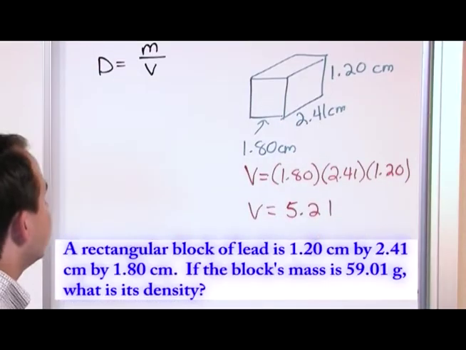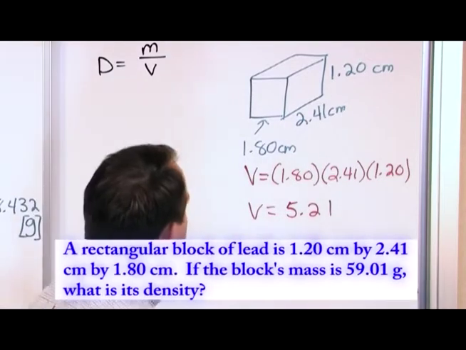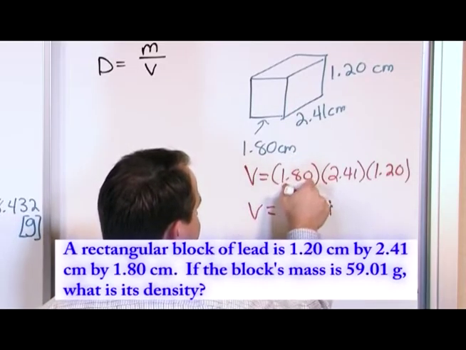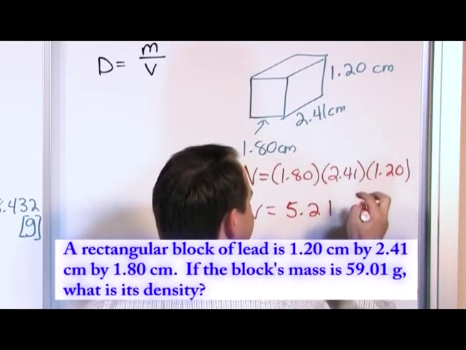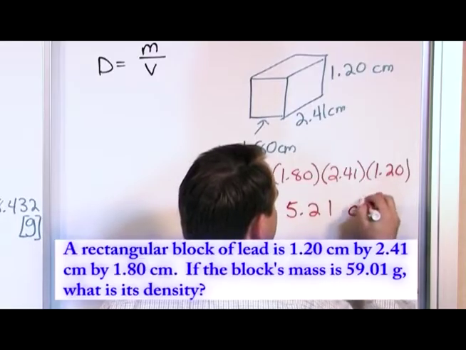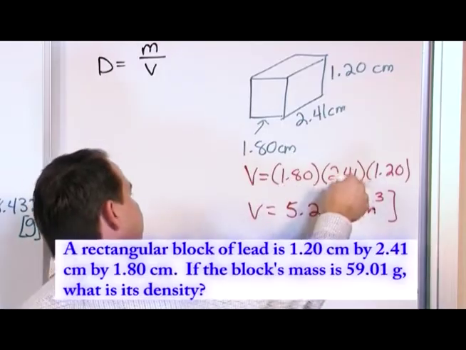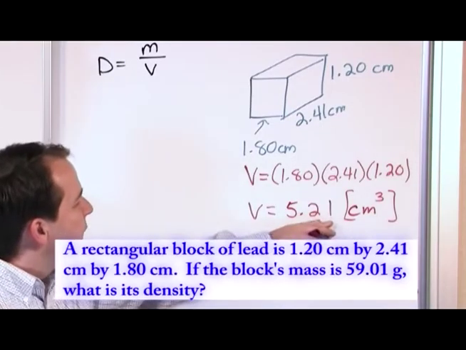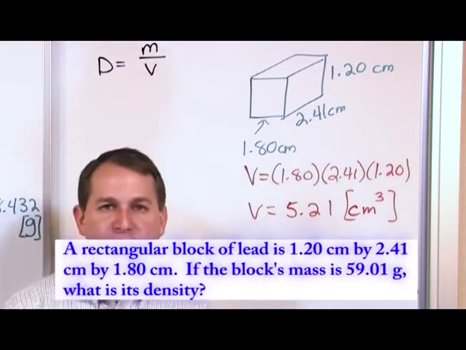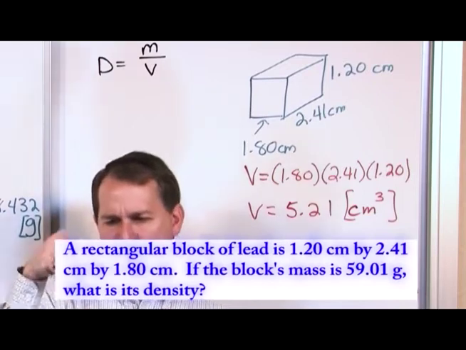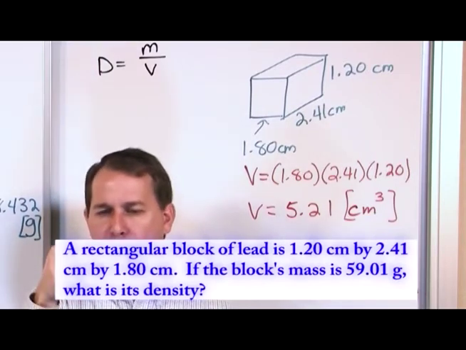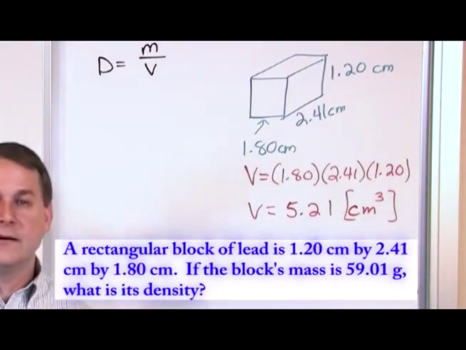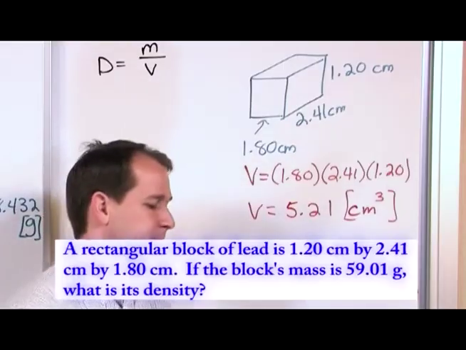You have to have a unit here somewhere. What should your units be? Everything is in centimeters. Centimeters times centimeters times centimeters gives you centimeters cubed, or cubic centimeters in other words. So the volume of this block is 5.21 cubic centimeters. If you can imagine what a cubic centimeter looks like, being 1 centimeter on each side, take 5.21 of those, that's the volume that we're talking about in this problem.